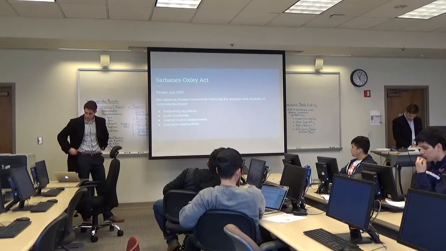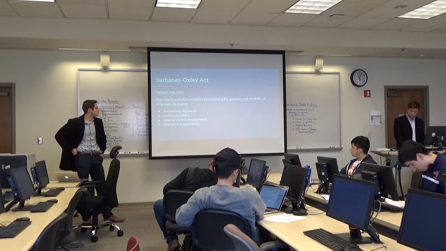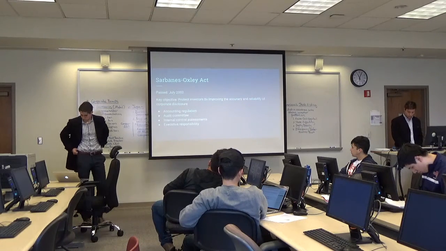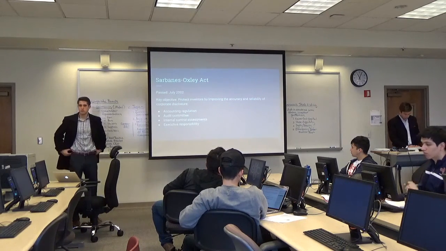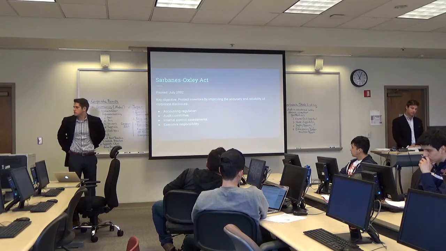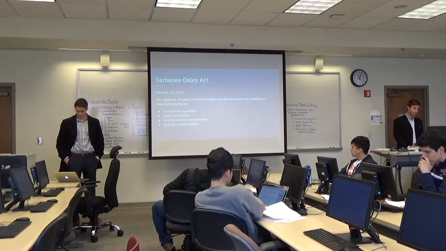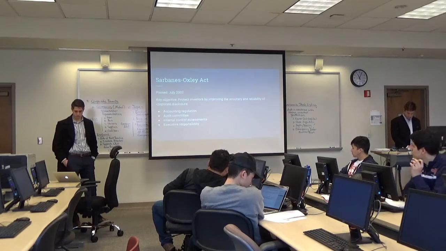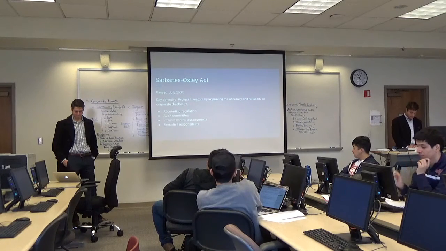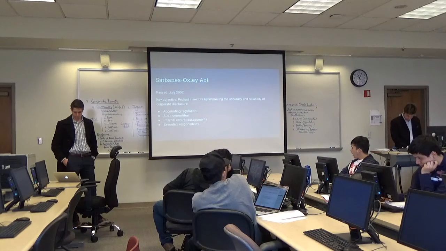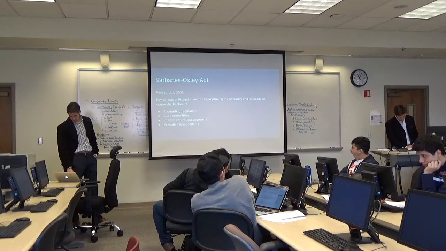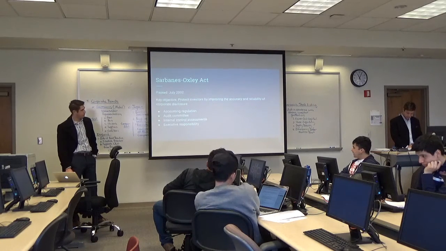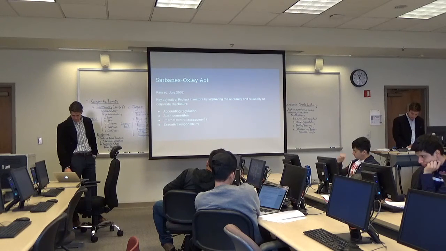So the Sarbanes-Oxley Act passed July 2002 following a public uproar from the U.S. corporate scandals. The key objective of it was to protect investors by improving the accuracy and reliability of corporate disclosure. The major components of the act were accounting regulation, which is the creation of a public accounting oversight board charged with overseeing the auditors of public companies and restricting the consulting services that auditors can provide to clients. And an audit committee should consist of independent financial experts.